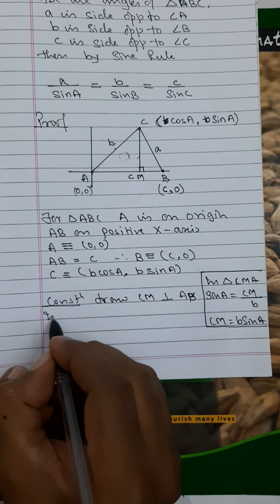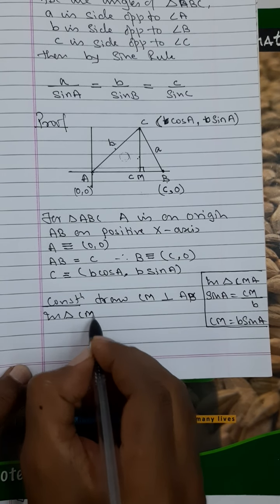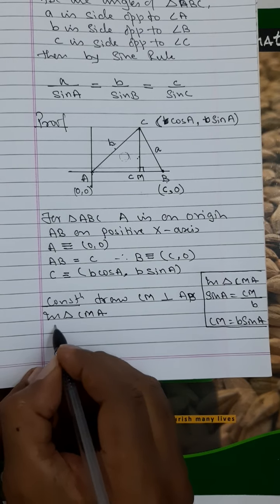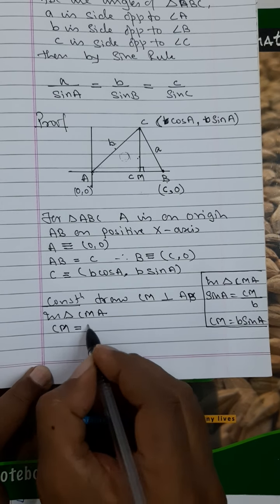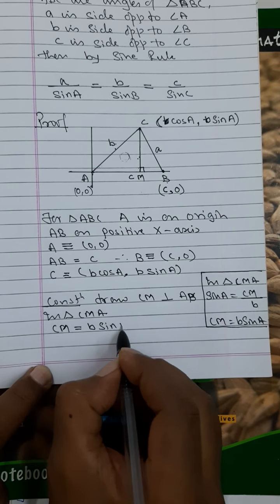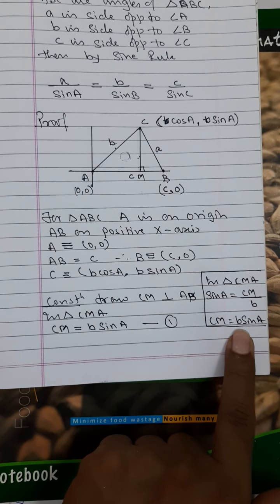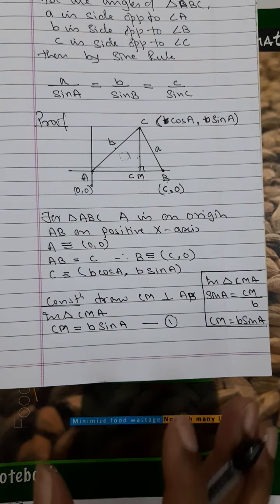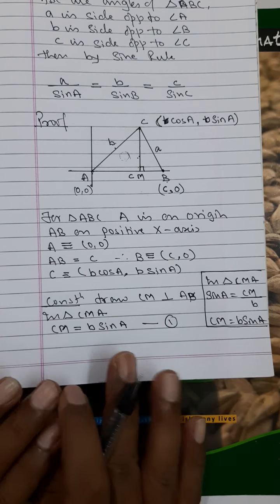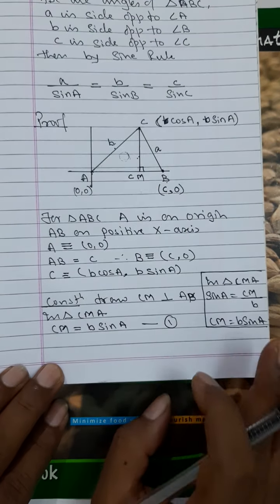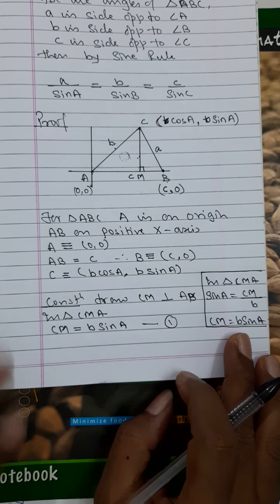So you just have to write that in triangle CMA, CM is equal to B sine A. This is all. You have to just take this. How this came, I am trying to explain to you. This is too basic. You need not show it. Now you understood this: I got CM from this triangle when the origin is at A.